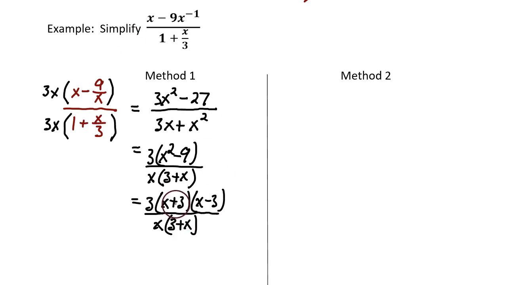X plus 3 is the same thing as 3 plus x, so these factors cancel away. The final result is 3 times x minus 3 over x.